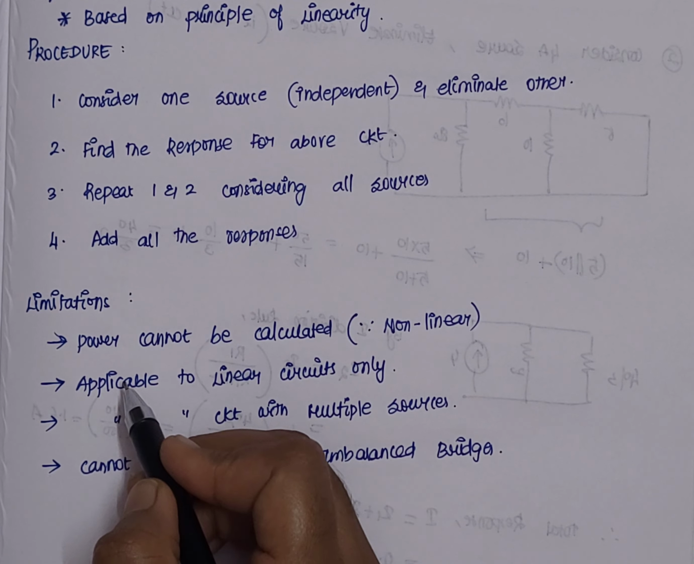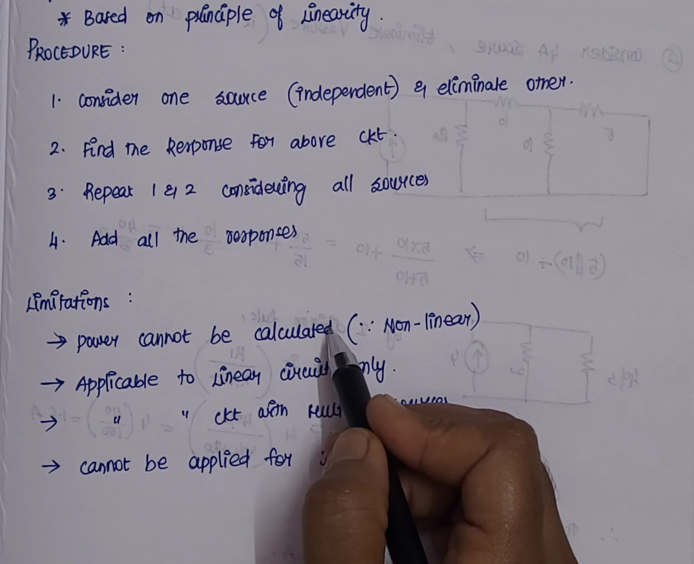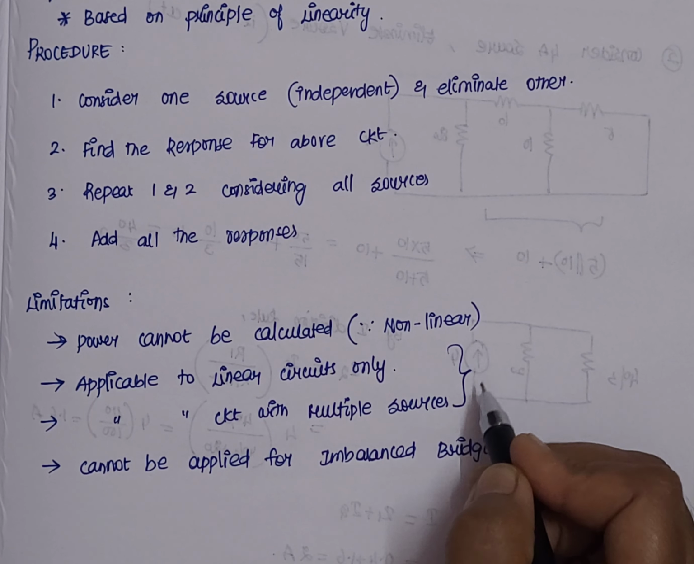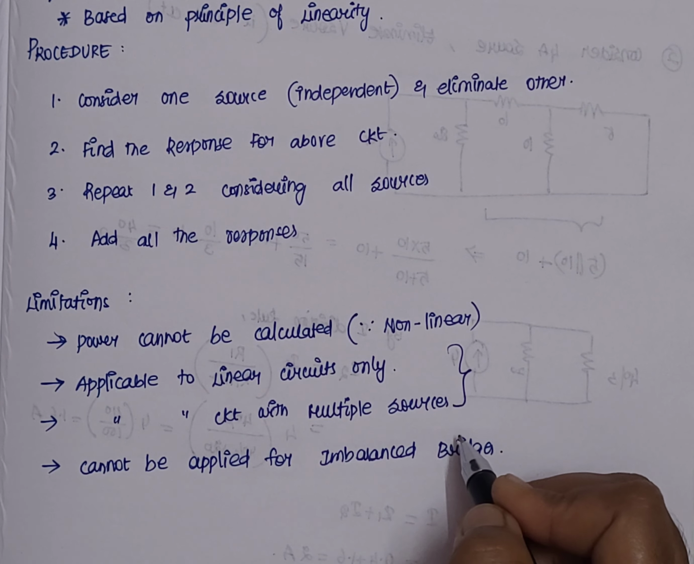The limitations are, power cannot be calculated using superposition theorem because power is a non-linear quantity. It is applicable only for linear circuits, and only for circuits with multiple sources. Only when these conditions are satisfied can you apply the superposition theorem, and you cannot apply it for unbalanced bridges. So these are the limitations of superposition theorem.